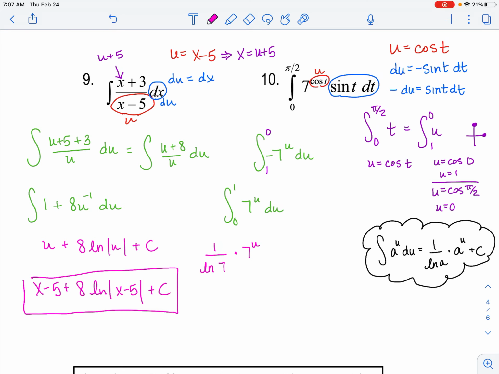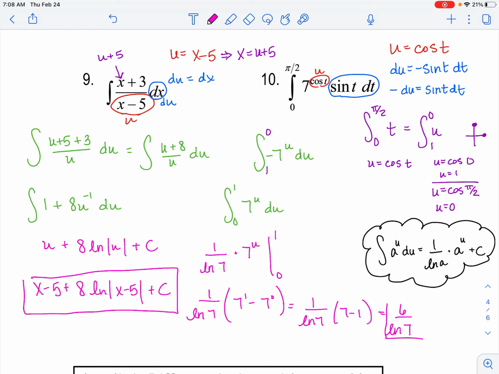And we're not going to put plus c because it's a definite integral, so we're going to go from 0 to 1. 1 over natural log 7 is a constant, so that's just going to stay out front. Plug in 1 minus plug in 0. So 7 to the 1 minus 7 to the 0, times 1 over natural log 7. And then 7 minus 7 to the 0 is 7 minus 1, so this is 6 over natural log 7.